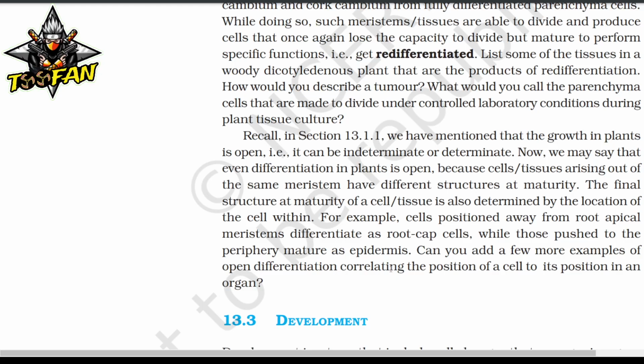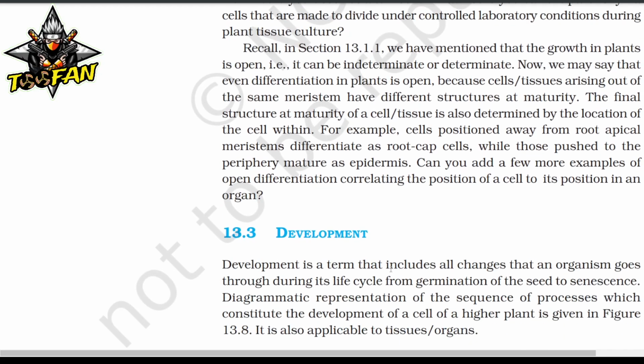The final structure at maturity of a cell or tissue is also determined by the location of the cells within. For example, cells positioned away from the root apical meristem differentiate as root cap cells, while those pushed to the periphery mature as epidermis. Can you add a few more examples of the open differentiation correlating the position of the cell to its position in an organ?